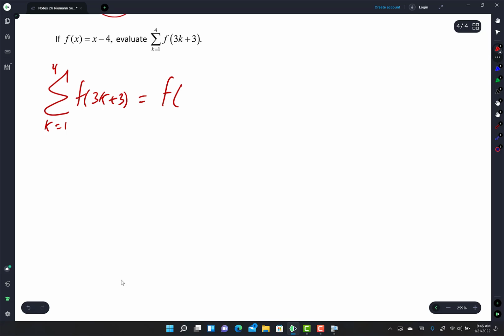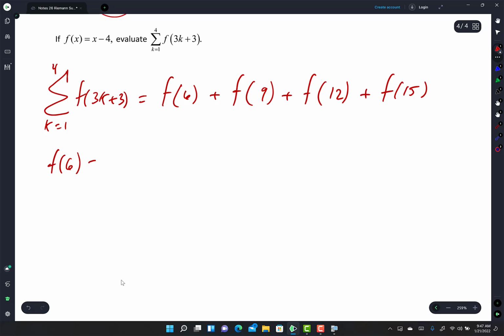3 times 1 is 3. 3 plus 3 is 6. 3 times 2, 6 plus 3 is 9. And you can already see the pattern. 3 times 3 is 9, 10, 11, 12. 3 times 4 is 12, 13, 14, 15. And I think this one's easy enough that you don't necessarily need a calculator. You can if you want to.